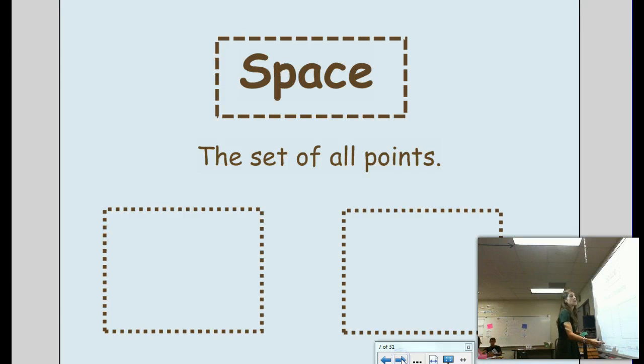Moving on. Next word is space. Wait, Miss Dan, you forgot the pictures. Well, I can't draw a picture of space. And I can't draw a notation for space. Because space is simply the set of all points. That's what it is.